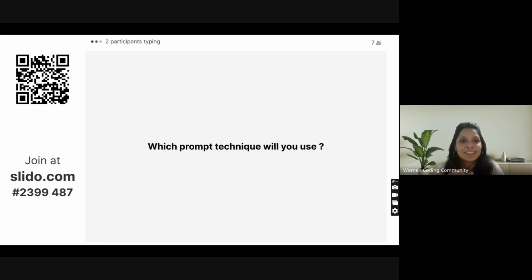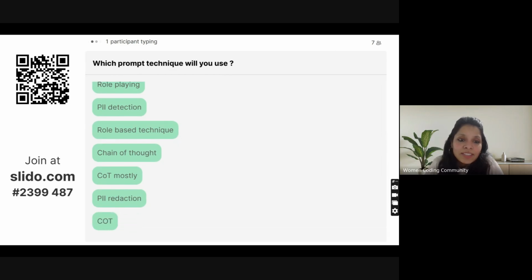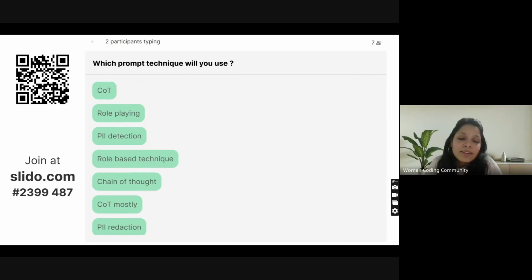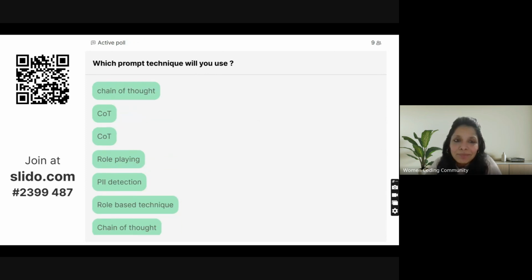Okay, 7 is a good number. So let's see. Playing role, PII detection, role-based technique, chain of thought, red team mostly. Really nice. And maybe you have not tried the few-shot one. So do try that. That's a really powerful technique and pattern.